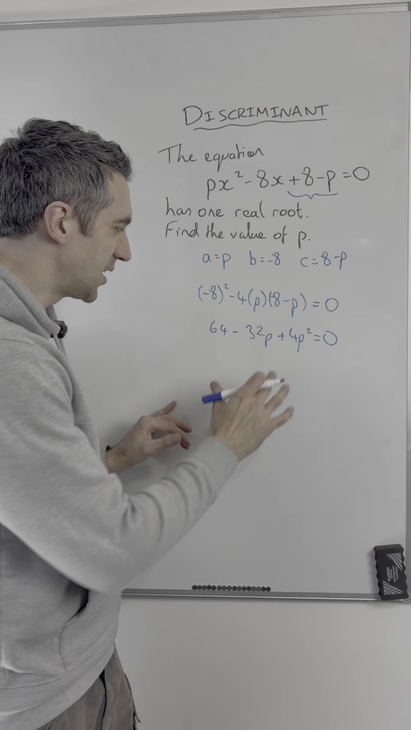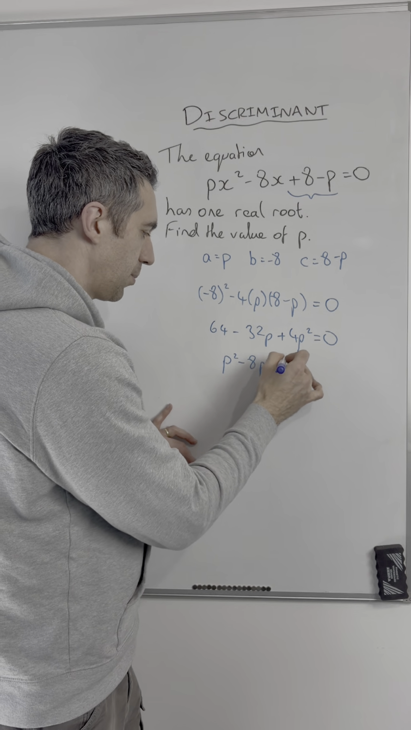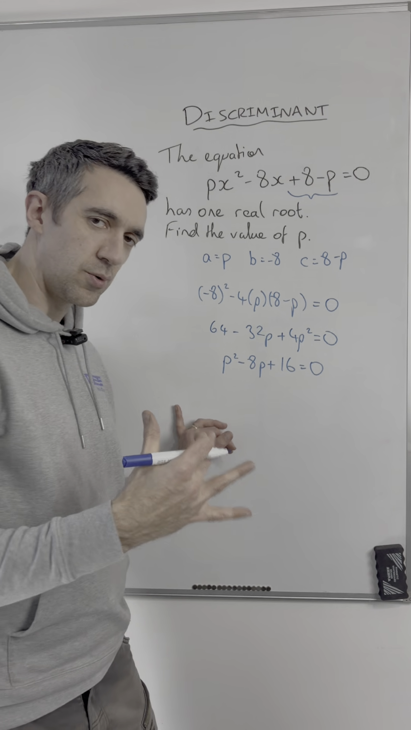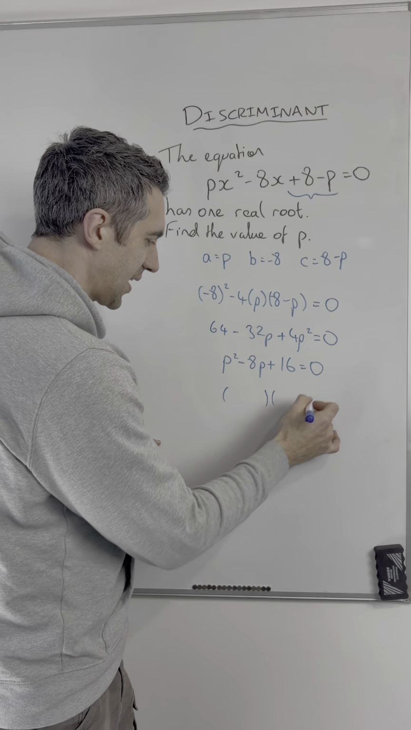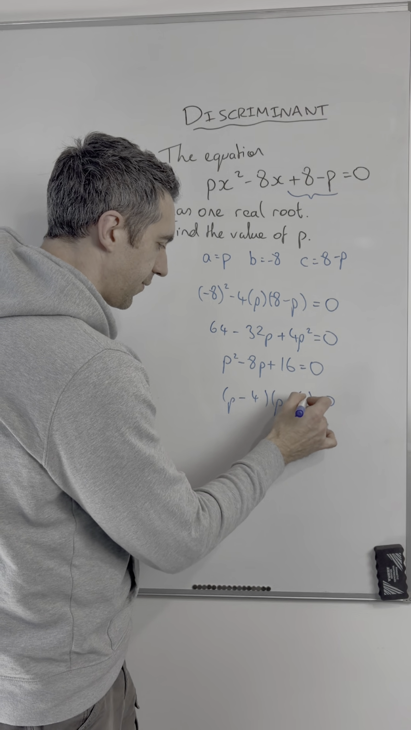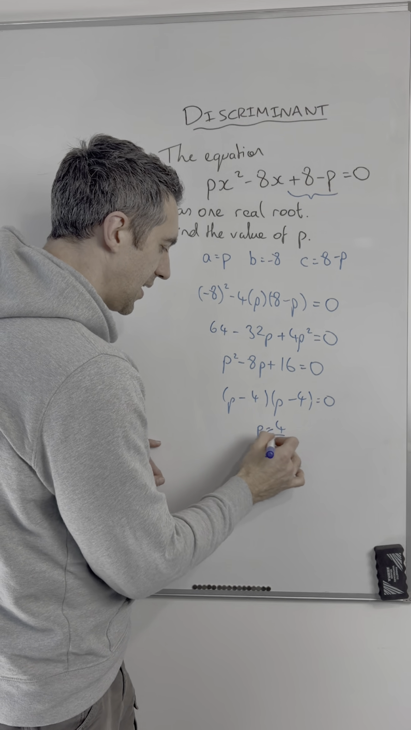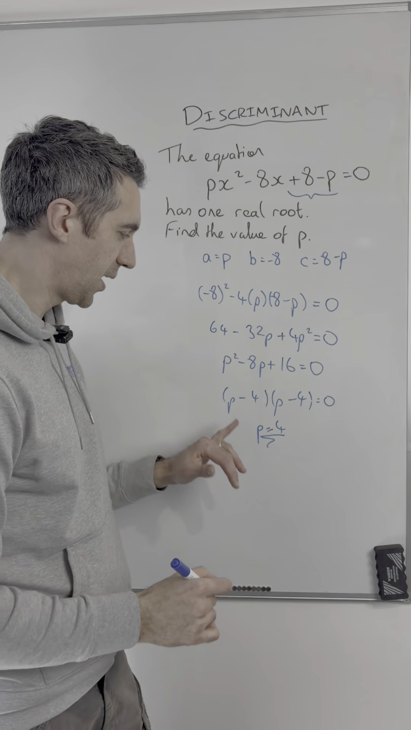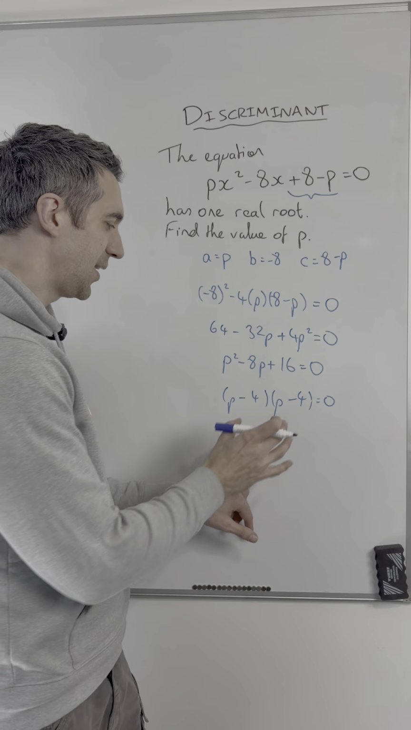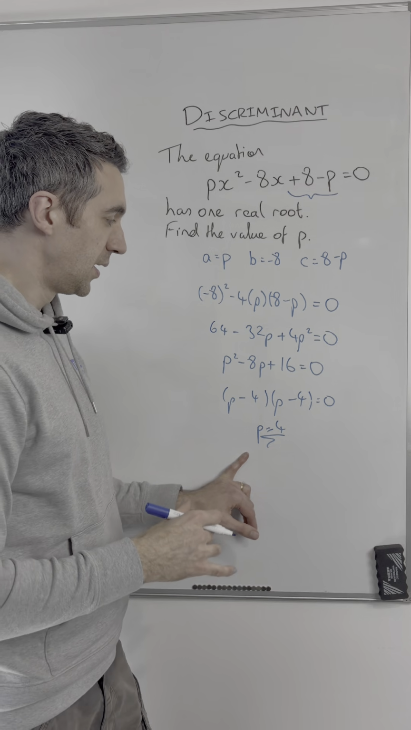Can make life a bit easier by dividing everything by 4. So p squared minus 8p plus 16. Now I solve that as a normal quadratic. So in this case, I've got p in both brackets. I put a minus 4 and a minus 4. That gets me minus 8p and the plus 16. So I get only one possible value for p in this case. So that's the value that would make this equation up here have only one real root.